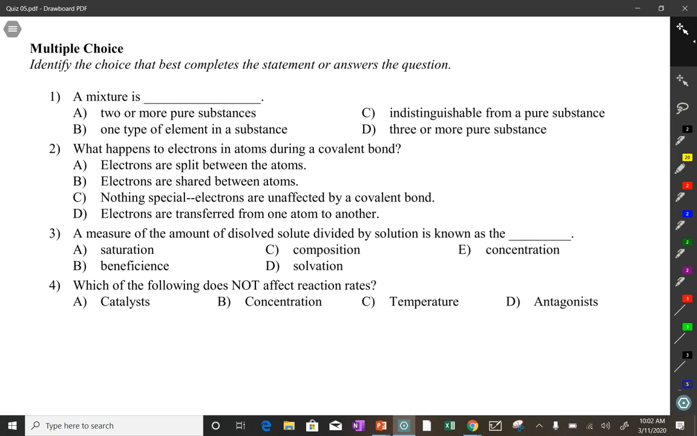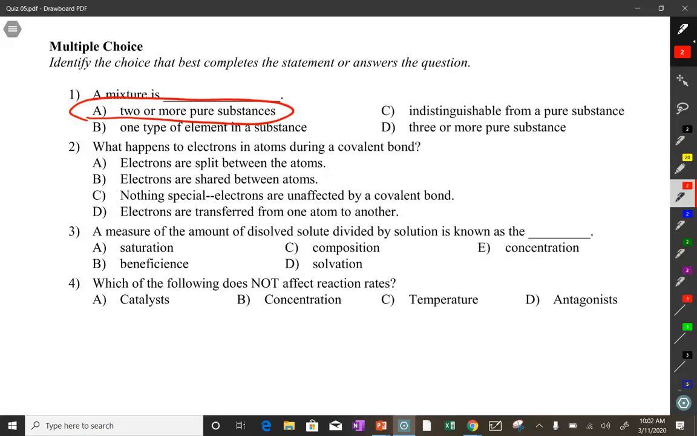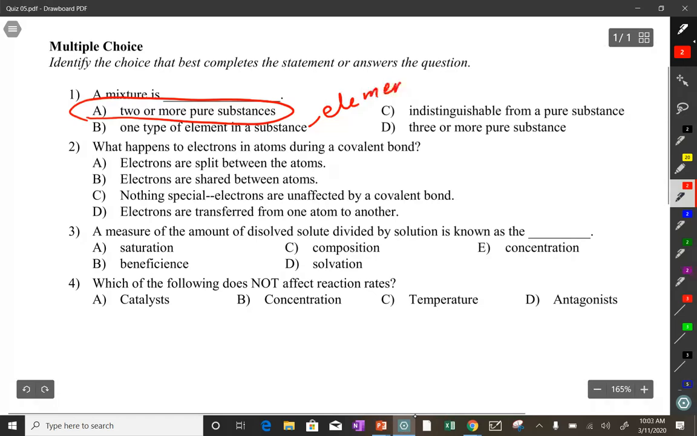Okay, first question. A mixture is A, two or more pure... I always forget that it doesn't default to let me write. Two or more pure substances. What do we call one type of element in a substance? Like if a substance is made of only one type of element? It's elemental. Elemental if it's one type of element. If it's one type of molecule, then it's a pure substance. Okay, three or more pure substances. Well, three or more would be included in a mixture, but a mixture is two or more, not three or more.